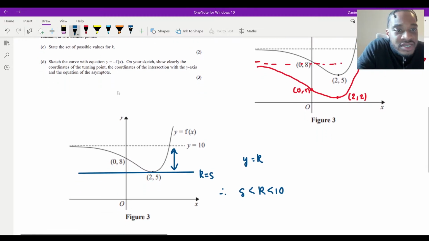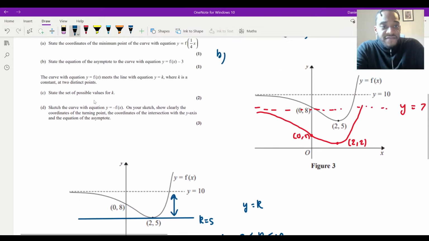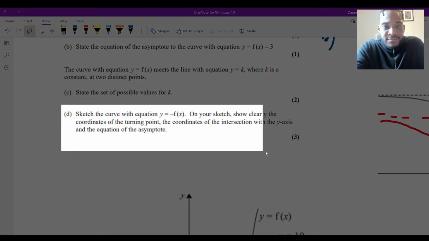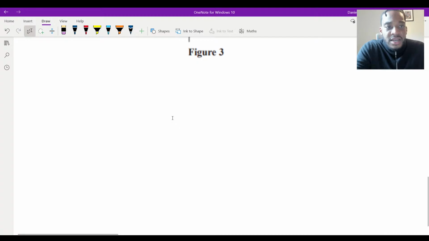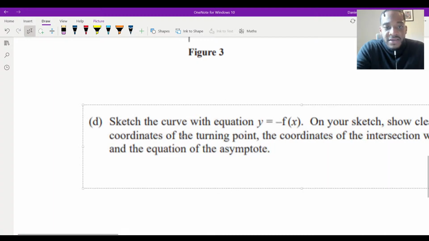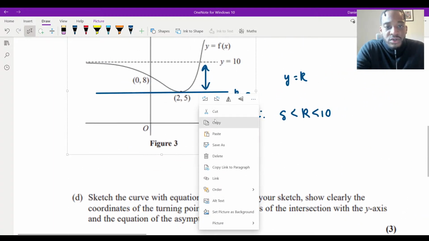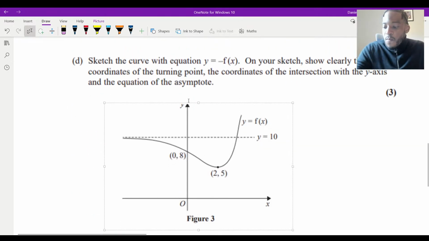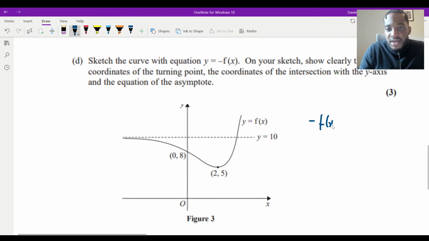Part D says sketch the curve of equation y equals minus f of x, showing clearly the coordinates of the turning point. Let me zoom in a bit and paste this here. This is the part D, and this is our curve. What I always do is keep the sketch they've given you and just use it. So if I want minus f of x, remember what minus f of x does? Minus f of x is just a reflection in the x-axis.